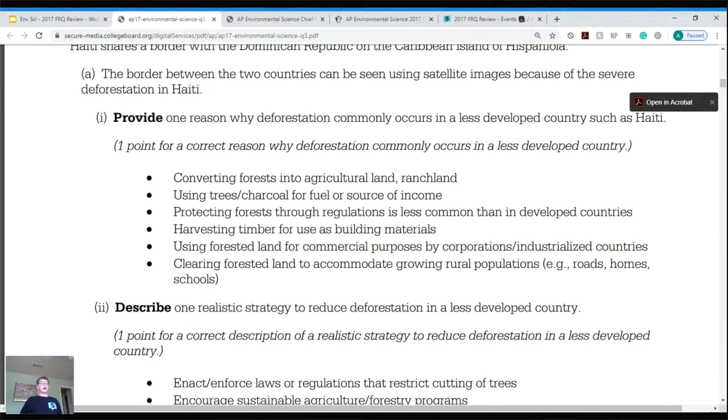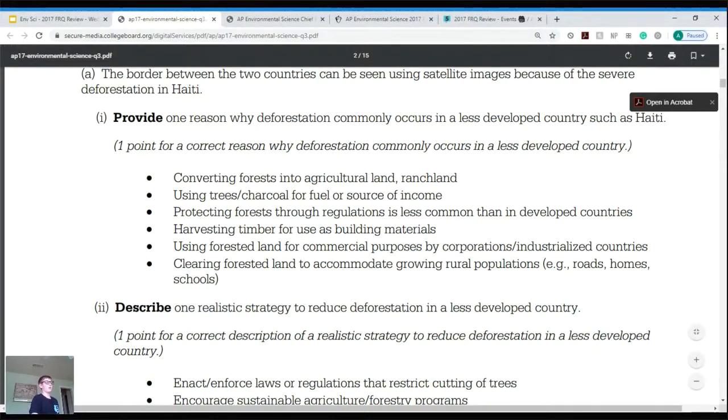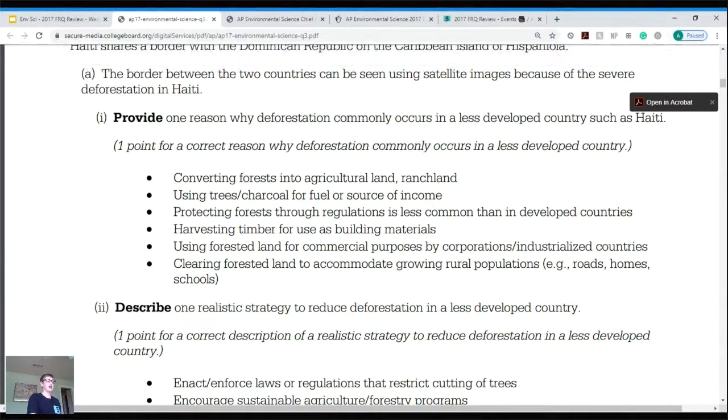But what I want to touch on in this part is it says provide one reason. So you don't have to explain it. If you read the parentheses right here, it just says a point for a reason. Why deforestation? It doesn't say to explain or describe. It just says the reason has to be listed. So Tanya says, I have to do that. Yeah, I got building materials and source of income.